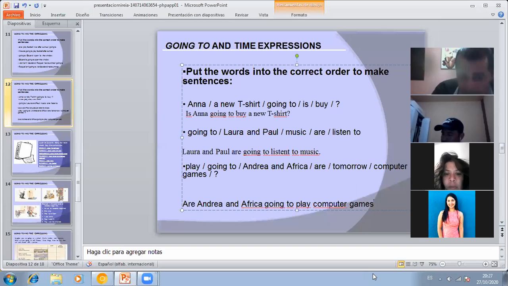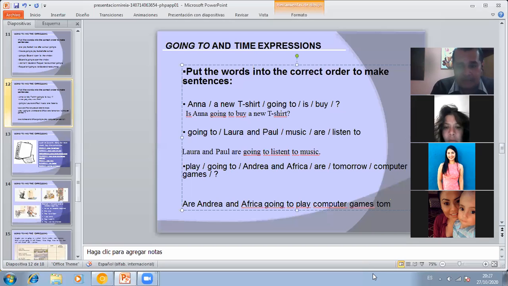Going to play computer games. Okay, and we needed the last word. What is the last word, everybody? Can anybody tell me? What's the last word? Tomorrow. That's right. The time expression. Tomorrow. Okay. Are Andrea and Africa going to play computer games tomorrow?